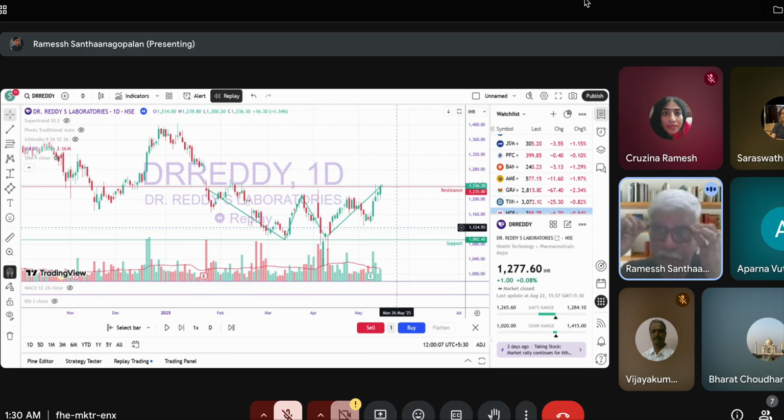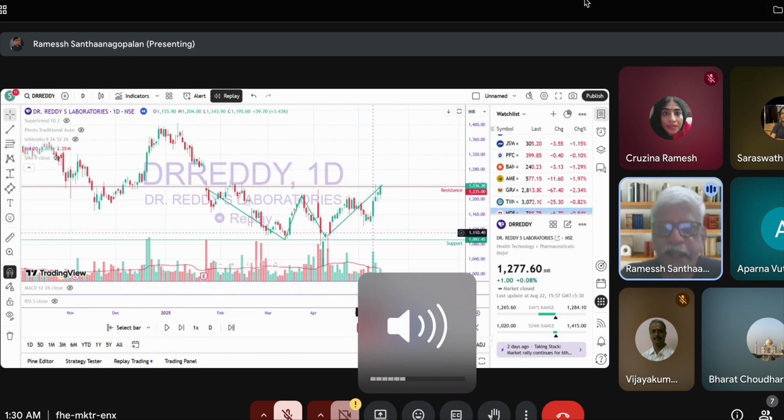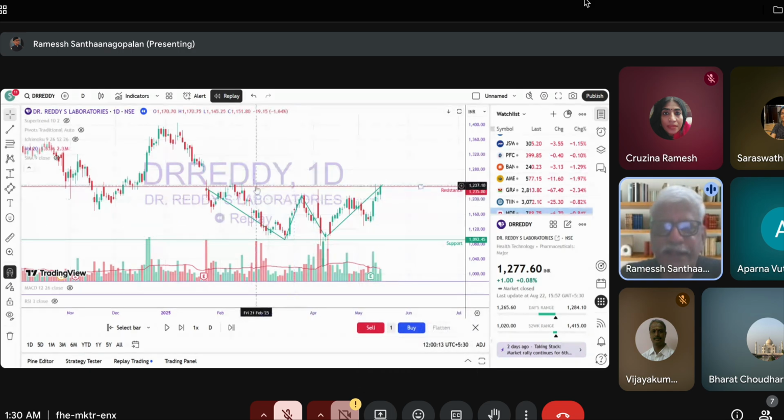draw a support and resistance line. Now we have drawn the support line, we have drawn the resistance line also. What do we have to follow? If it breaks this resistance line, if the stock closes above this line, that is the entry point. You have to enter.